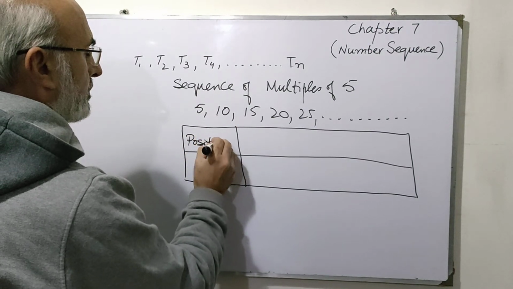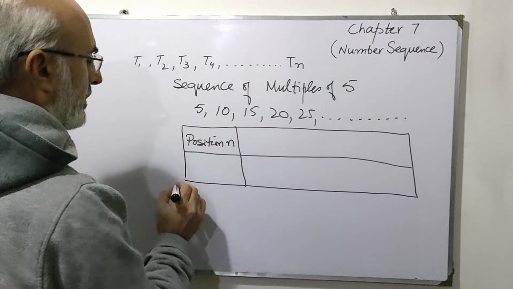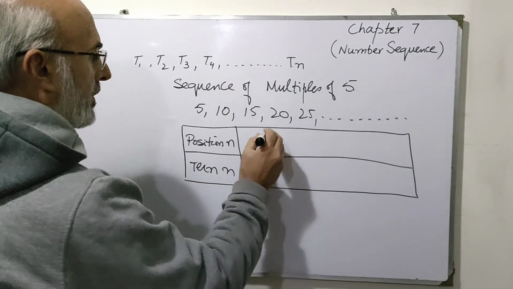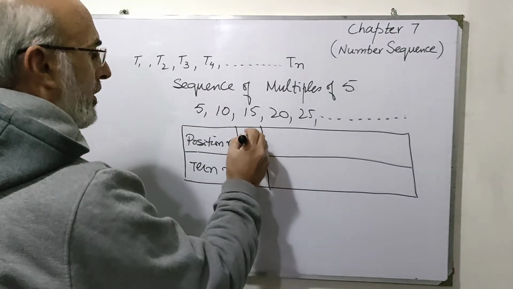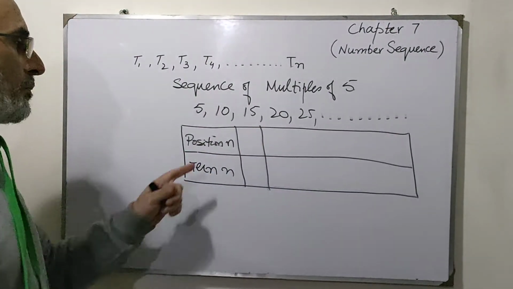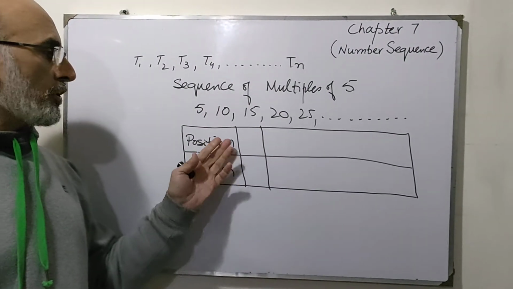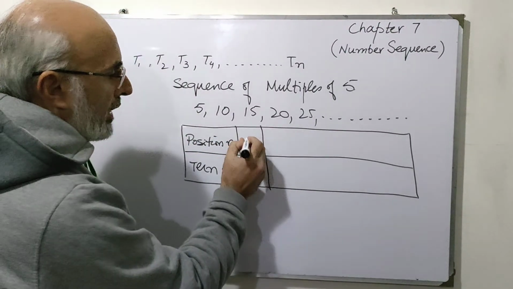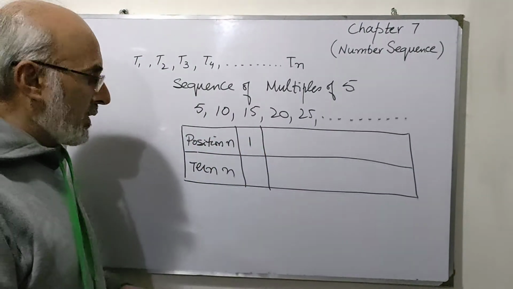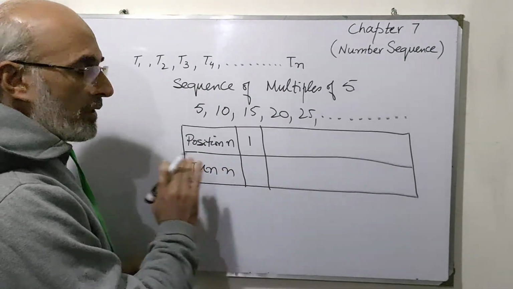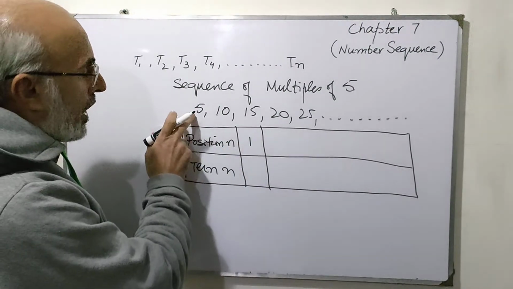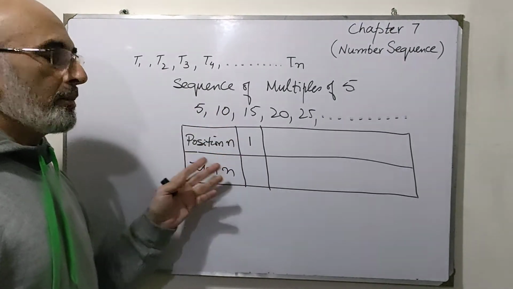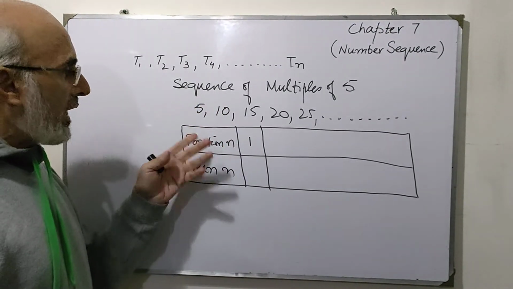Position n and term n. Now the position is where I'm going to replace the value of n. If n is 1, the position is 1. So what will be term 1? How do we get that term 1? How am I going to make a relationship of n with the terms?